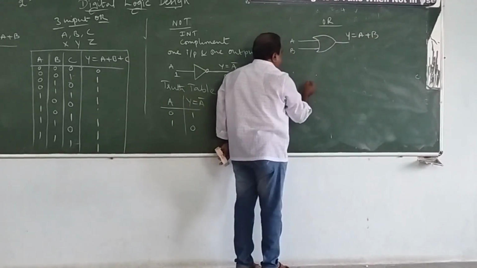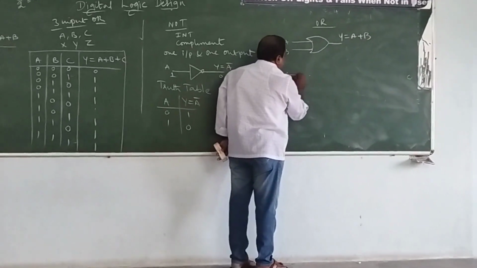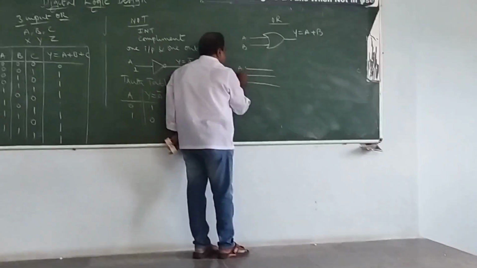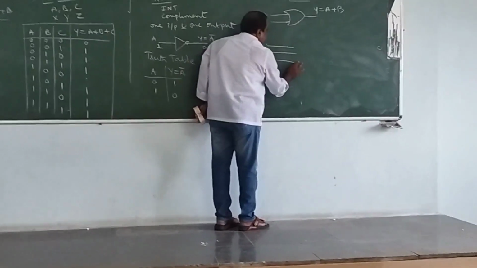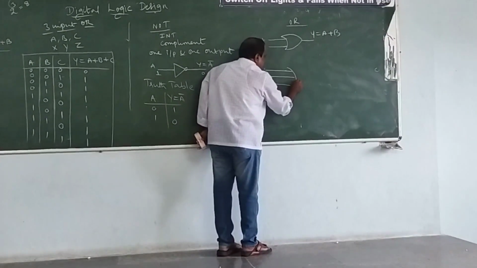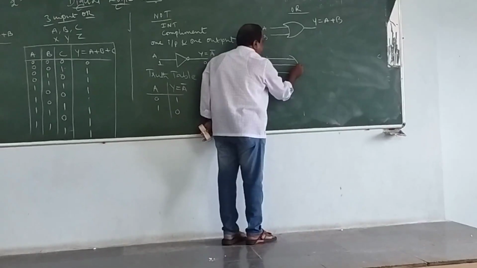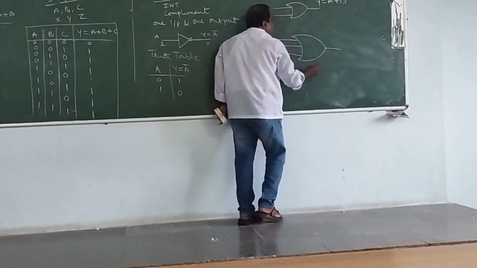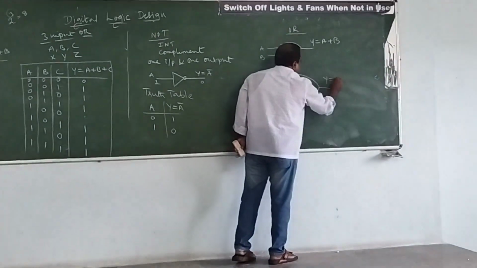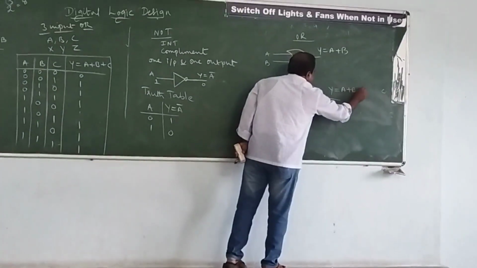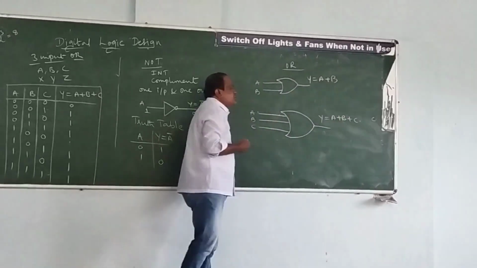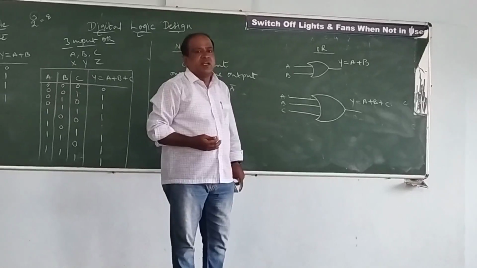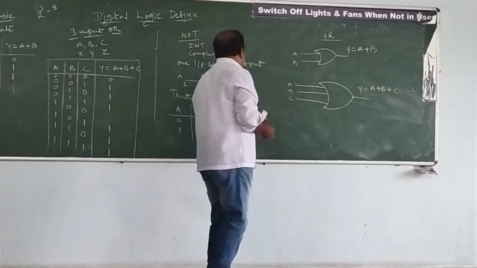If you want to draw the three-input gate, you can make the three inputs by taking three variables like A, B, and C, connected to the OR gate, and we can create the Boolean expression Y is equal to A plus B plus C. So like that, you can make an n-number input for any OR gate or AND gate. This is a schematic.